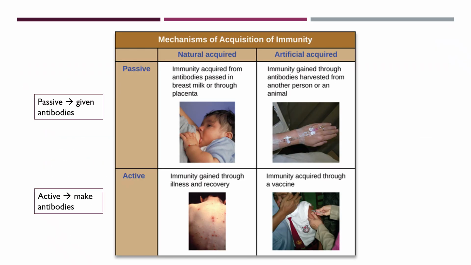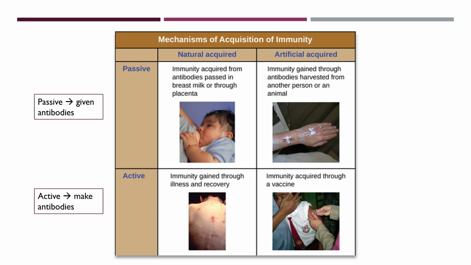All right. So, different ways that we talk about immunity: naturally acquired and artificially acquired, right? Naturally acquired means you've been exposed to it. Artificially means that you gained it through another individual or an animal, right?